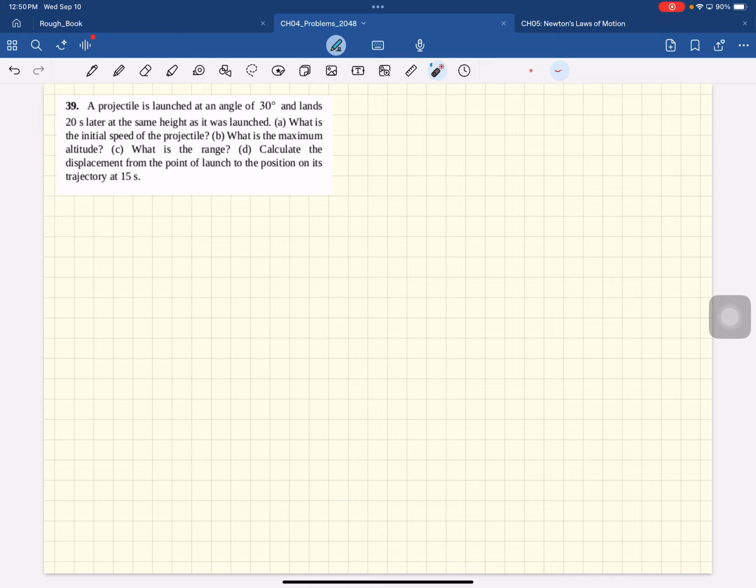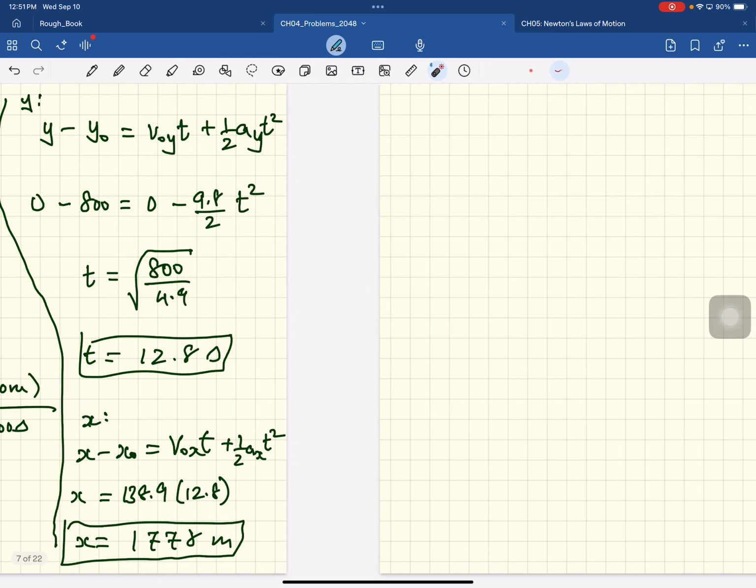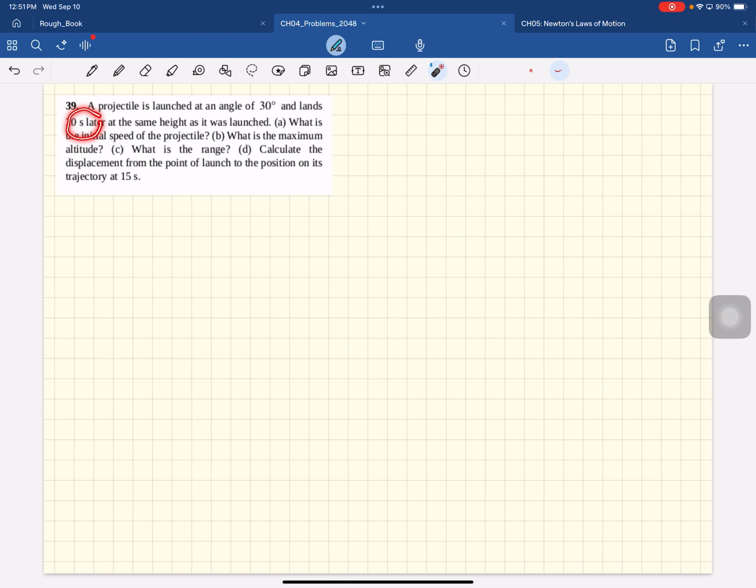All right, so now we'll make it slightly more complicated. A projectile is launched at an angle of 30 degrees and lands 20 seconds later. So you saw that at 500 kilometers per second, it lands 13 seconds later. So if you launch it from here, that would have been in flight 26 seconds. So you're launching it at quite a large speed for the projectile to be in air 20 seconds.